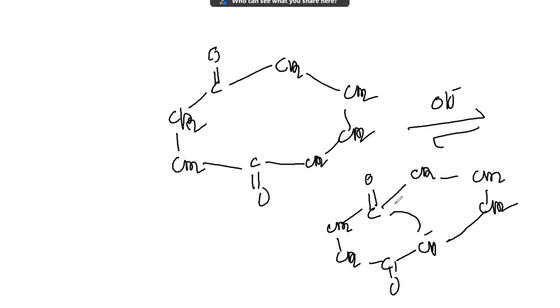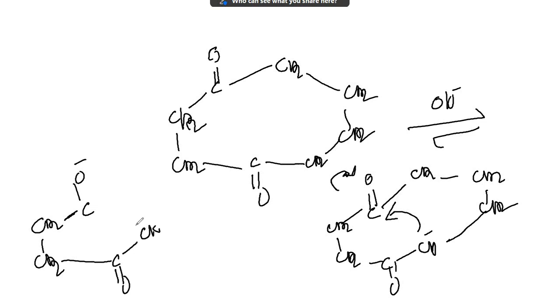This will attack over here, the bond will be lost, so it gives you this: CH2, CH2, C, O minus, then C double bond O, then we have CH which attacks it over here. Now we have CH2, CH2, CH2, this bond. It becomes a 5 membered ring, counting 1, 2, 3, 4, 5.